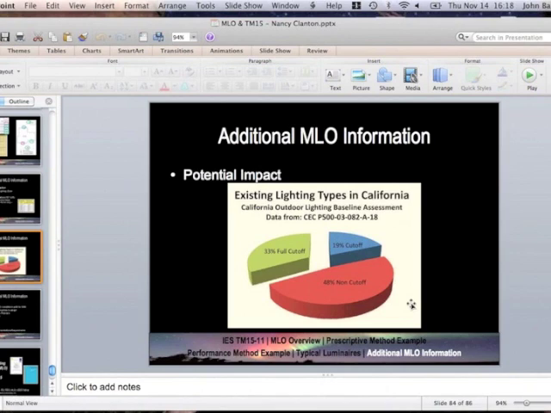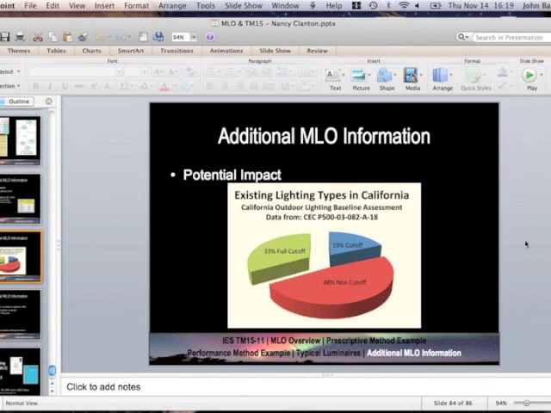So, is there going to be any impact when we finally go to the Model Lighting Ordinance? This was an assessment of all outdoor lighting in the state of California, and we basically found out that 48% of the lights were big glowing lights or non-cutoff. And the fully shielded ones, which was the old full cutoff, or the U0, there were only 33% of those. So the impact is huge.